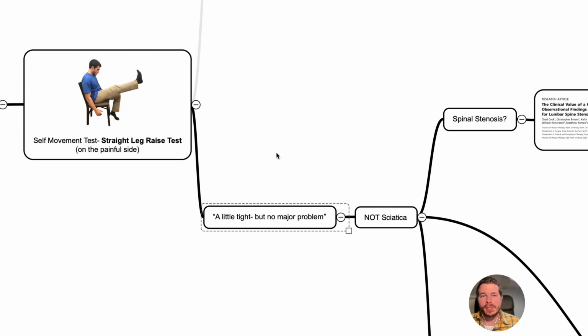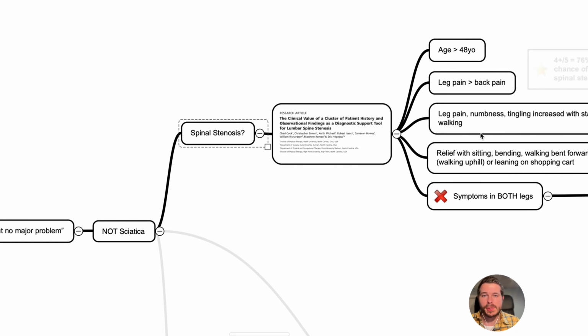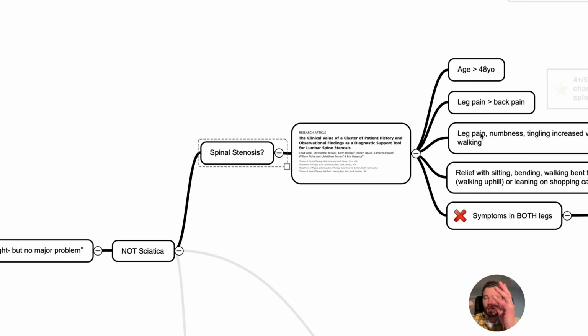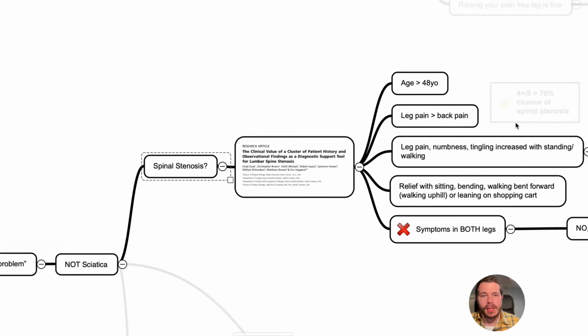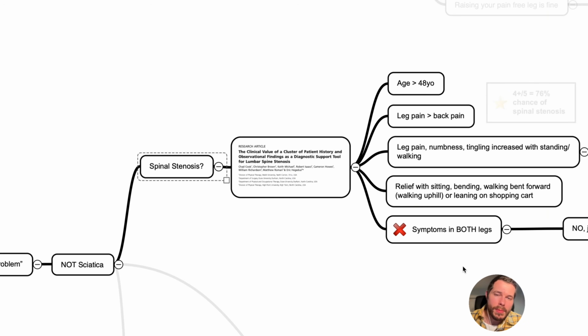So what are the likely causes then? Well, the first most likely cause is spinal stenosis. So you've got back, butt, leg pain that goes below the level of the knee into the foot, probably some numbness and tingling. There is a cluster of findings that increase the probability that your symptoms are due to spinal stenosis.